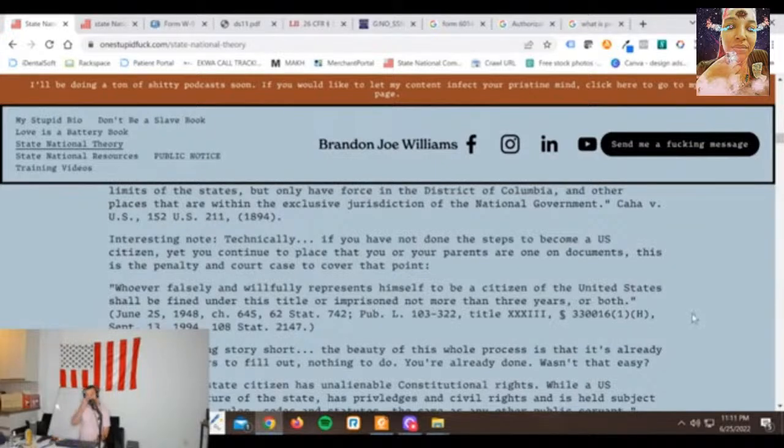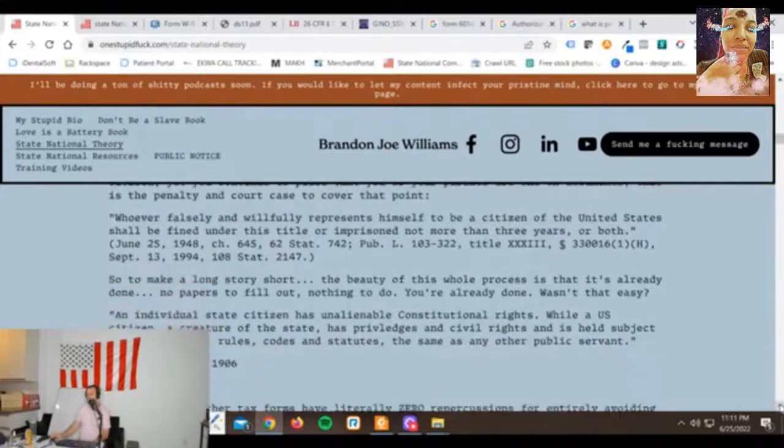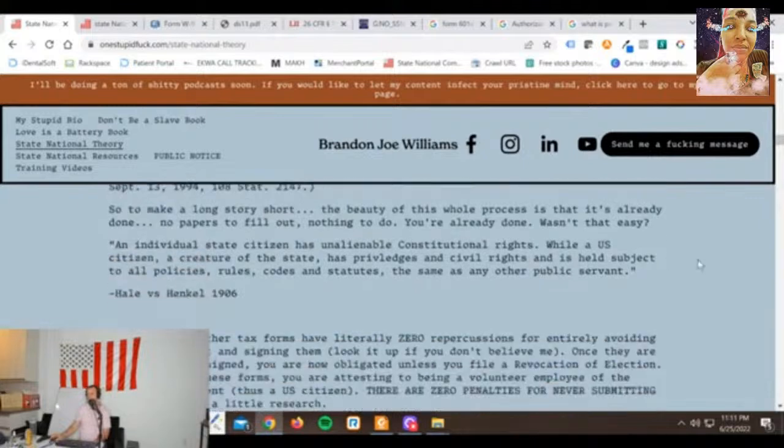So it's pretty heavy duty for a public servant to pretend as though they are a citizen of the United States when they're not. I don't really know exactly how that would work now that I think about it. But anyways, to make a long story short, the beauty of this whole process is that it's already done. No papers to fill out, nothing to do. You're already done. Wasn't that easy?